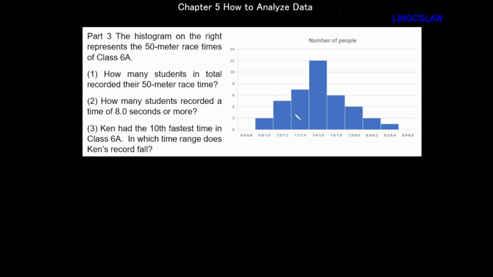And this part means there are 5 people who ran 50 meters in a time between 7.0 and 7.2 seconds. Now, let's go on to number 1. Question number 1: how many students in total recorded their 50-meter race time?